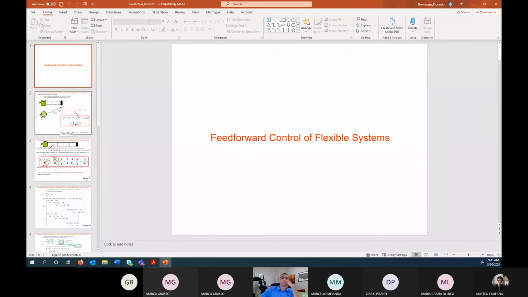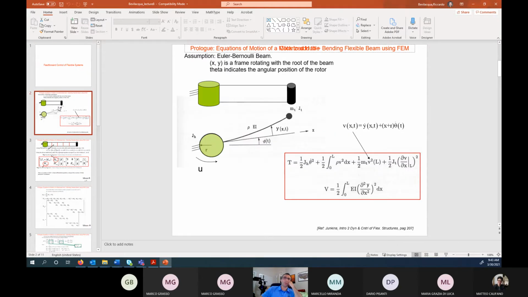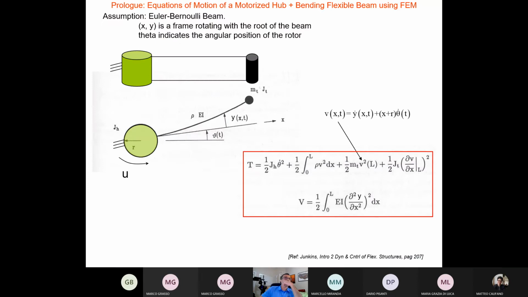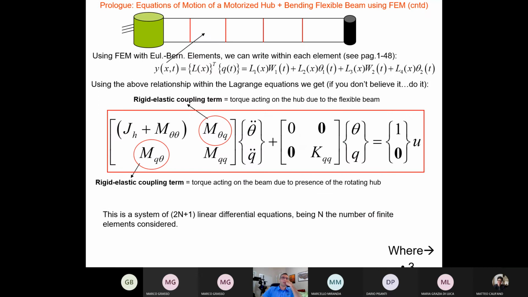So this is what's coming next. Feed-forward control of flexible systems. This is not even feedback, actually. But we're going to deal with a simplified problem, which is a Euler-Bernoulli beam with an attached tip mass at the end and a hub. So the green one will be your spacecraft, and it can only rotate about one axis. And there is a pretty flexible appendage and a mass at the tip. We want to control that.